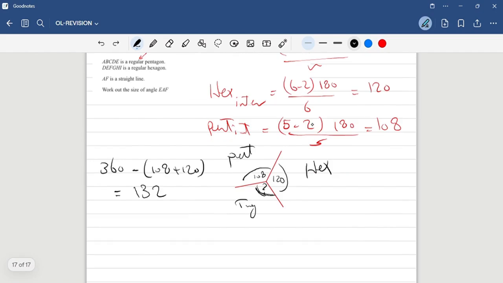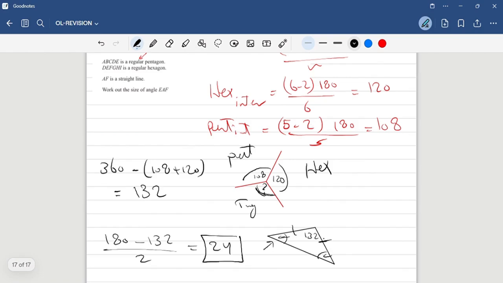Of course, this is a new triangle, represented by this side, this side, and this side. We know that two sides of the triangle are similar, so these two angles are the same. If this is 132, how can I figure out this angle? It will be 180 minus 132 divided by 2, which equals 24. So this is the measure of this angle, EAF.